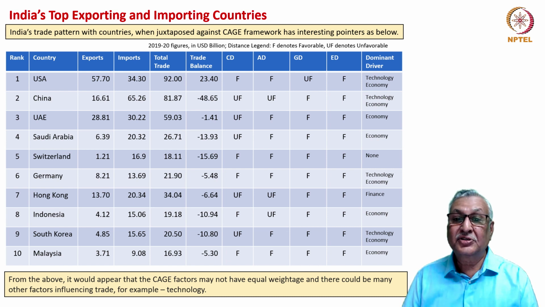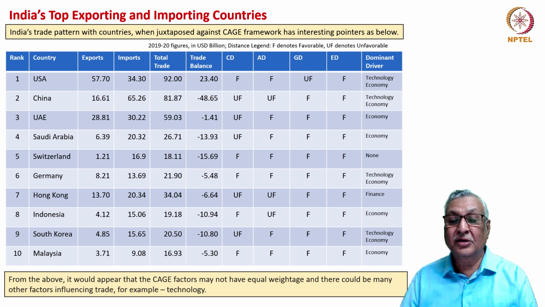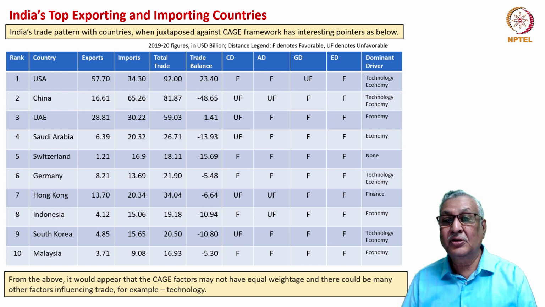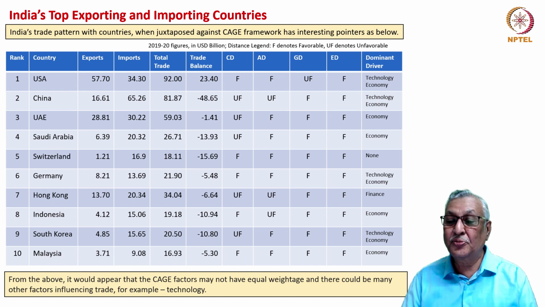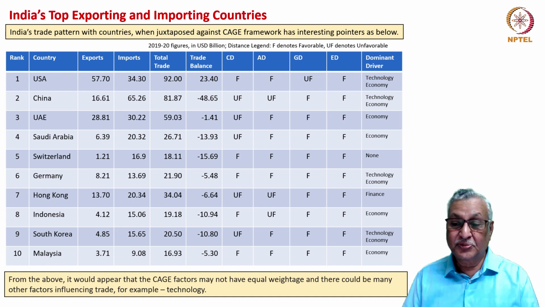In respect of a country such as Switzerland, the cultural distance is favorable, administrative distance is favorable, geographic distance may not exactly be favorable or unfavorable because it's a European country, but it is close enough. And the economic distance is favorable. And what drives the trade? It is finance, not necessarily technology. In respect of South Korea, cultural distance is unfavorable, but all the others are favorable. Technology and economy drive the trade with South Korea. So is it with Malaysia.